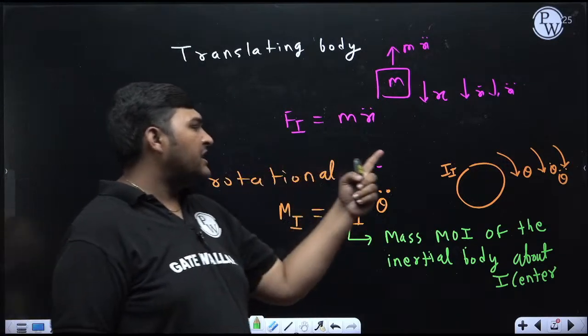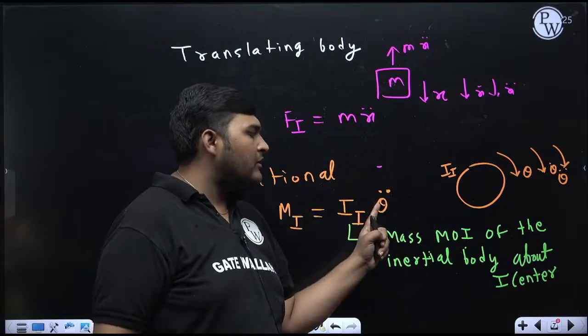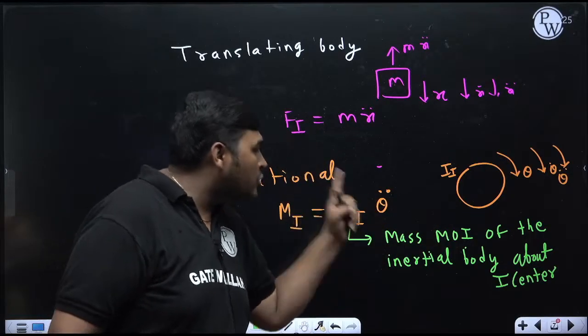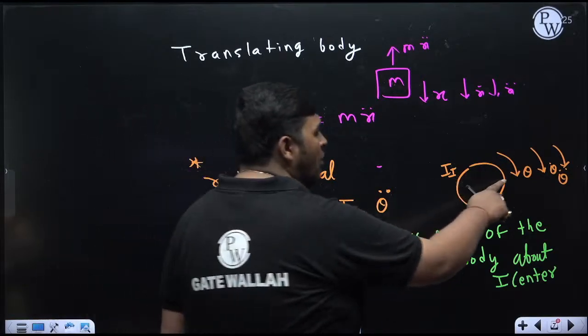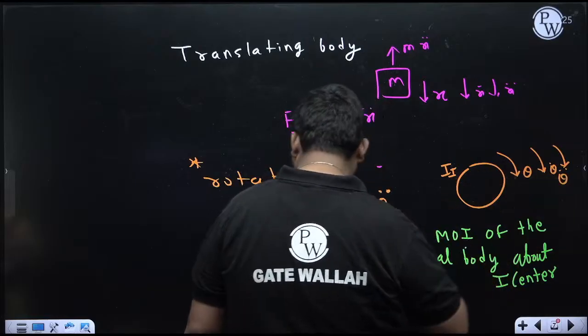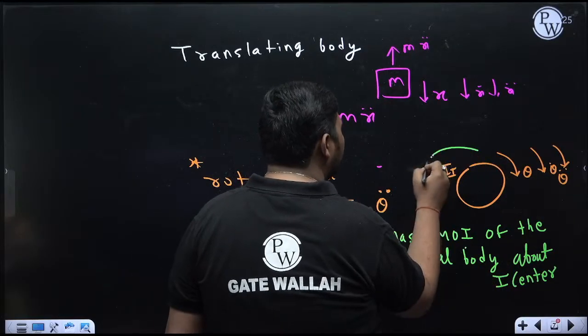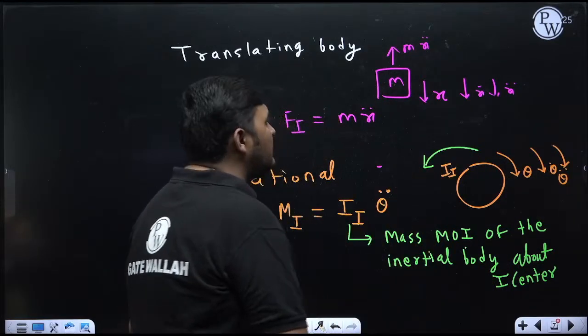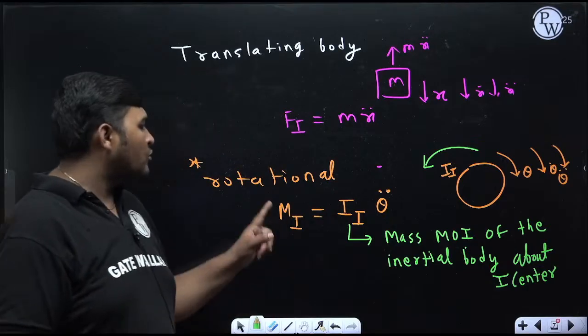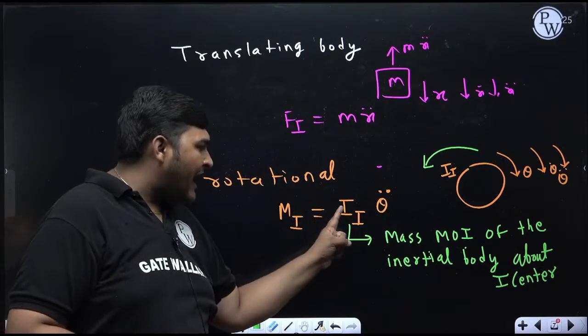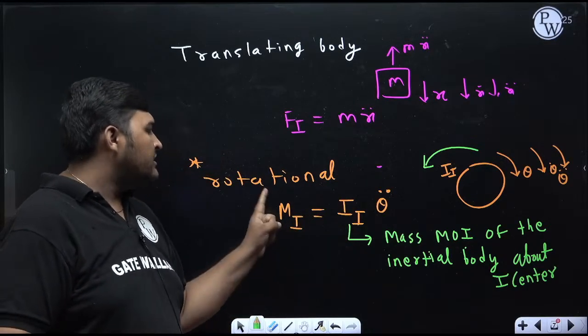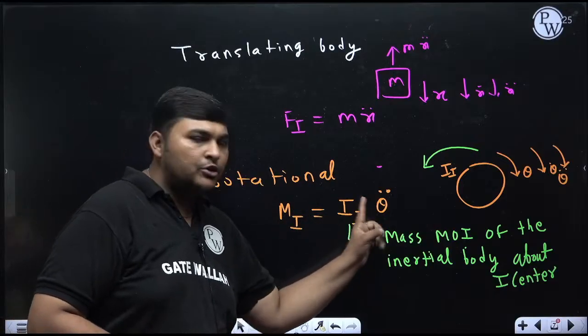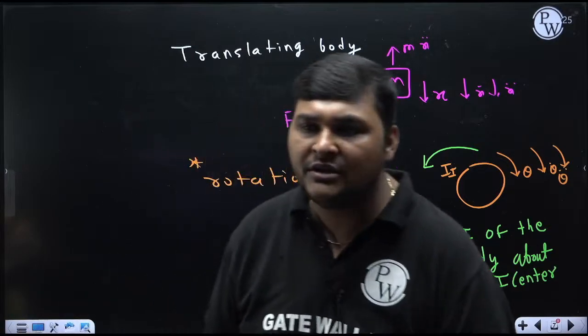And if theta is the angular displacement, theta double dot will be the angular acceleration, and the inertial moment will be opposite to theta double dot. Like if theta is clockwise, theta dot is also clockwise, theta double dot is also clockwise. So for this type of case, it will be anti-clockwise. So whenever any system is rotating, first calculate I about I center of this system, then the inertial moment will be I about I into theta double dot. Very simple, very simple.